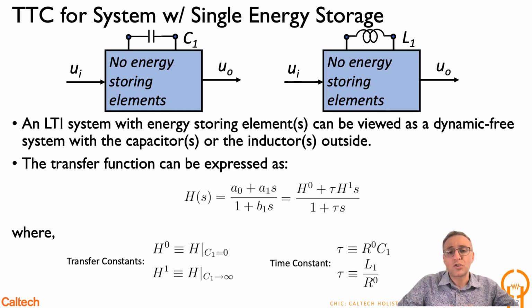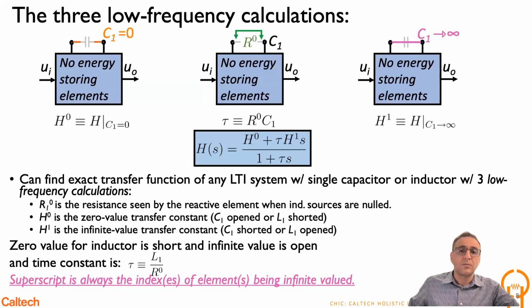Now, you can show, and the proof of this can be found in the references that I'll show at the end, that the denominator B1 term is just what we call the time constant. And this time constant, for a capacitor for example, is the product of the resistance that's seen by the capacitor and the capacitor. And for the inductive one it is the inductor divided by that. And two quantities, H superscript 0 and H superscript 1, which we call the transfer constants. And what these three quantities are can be seen better here.